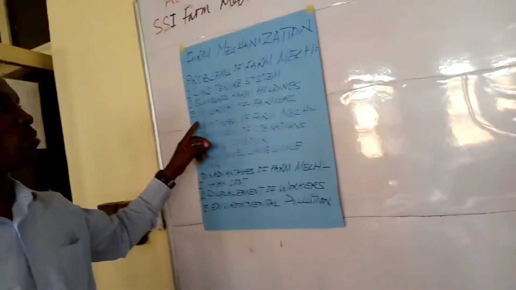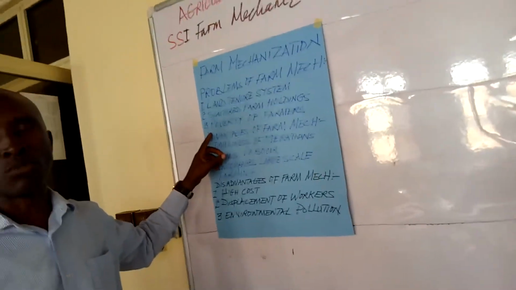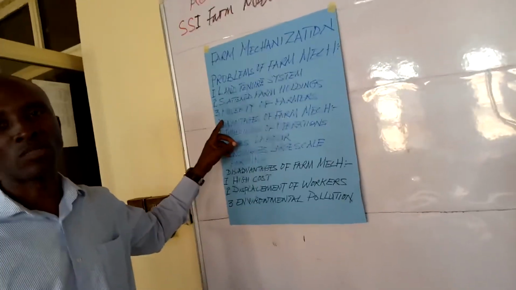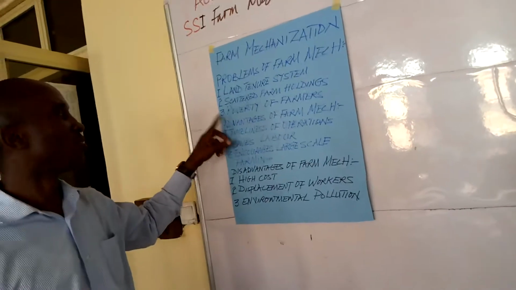The third problem is poverty of farmers. Farmers are not capable or able to acquire farm machines to be used on the farm, despite the fact that farm machines are very advantageous.